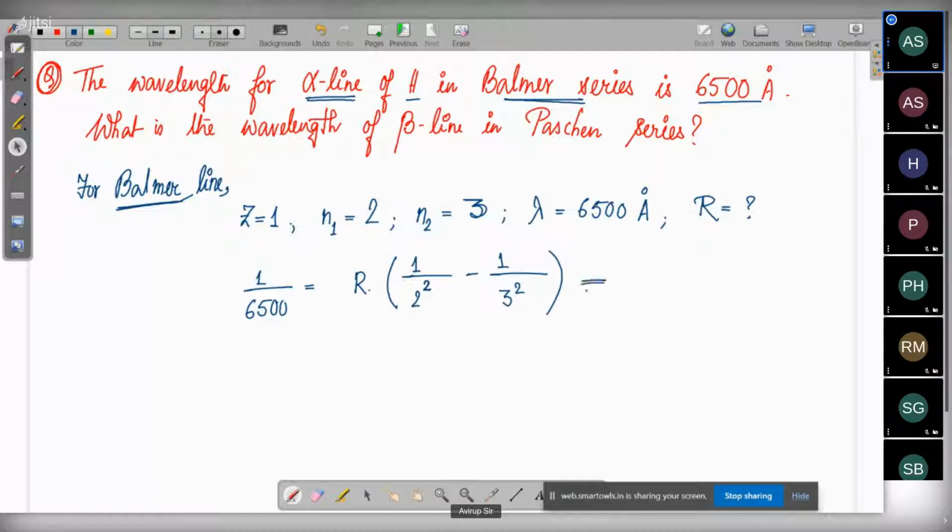So find out the value of R from here. Thus R is equal to 1 by 6500 into 36, since 4 and 9 give 36, and 36 divided by 4, 9 minus 4, that is equal to 5. So 36 by 5. This is the value of the Rydberg constant.